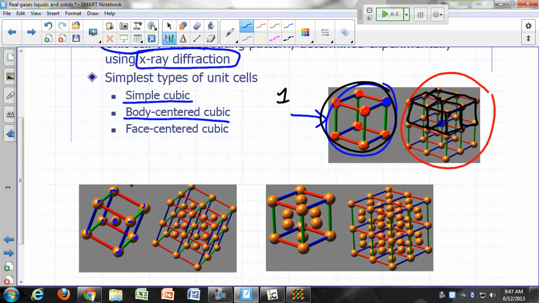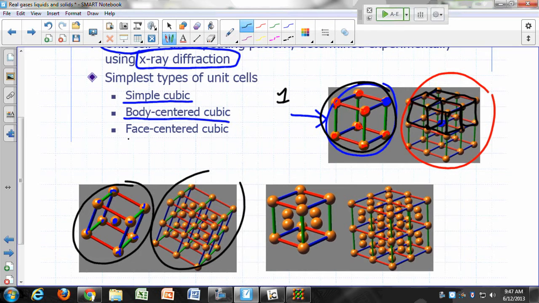Okay. Now in a body-centered cubic, how many atoms effectively is contained in one unit cell? 2. 1/8 of the 8 plus the one that's in the middle. Okay. So this is what a body-centered cubic looks like.